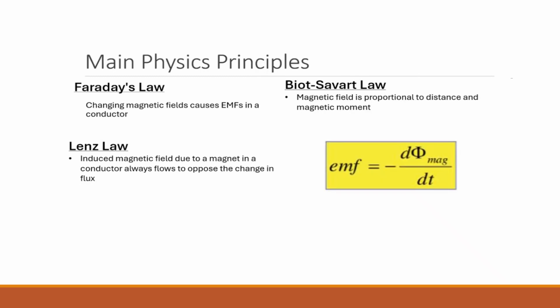The physics principles behind our experiment. First, it was Faraday's law. Changing magnetic fields cause EMFs in a conductor. Secondly, Biot-Savart law. Magnetic field is proportional to distance and magnetic moment. And then lastly, Lenz's law. Induced magnetic field due to a magnet in a conductor always flows to oppose the change in flux. And then on the right in a yellow box we have the EMF formula, which is minus the change in the flux.